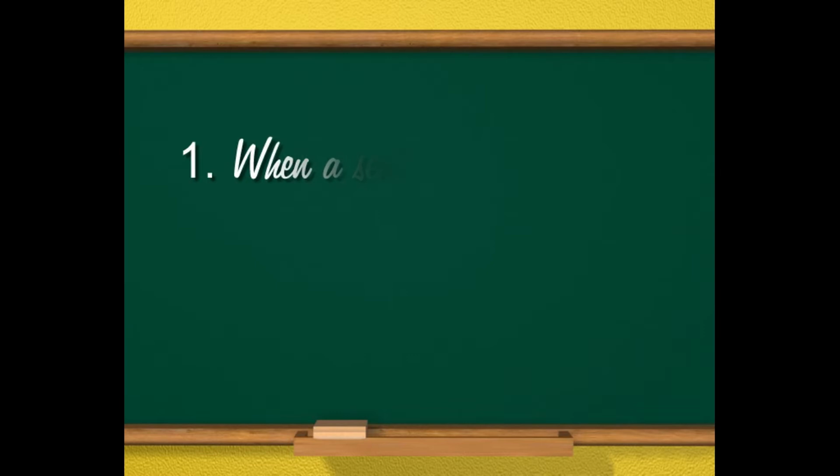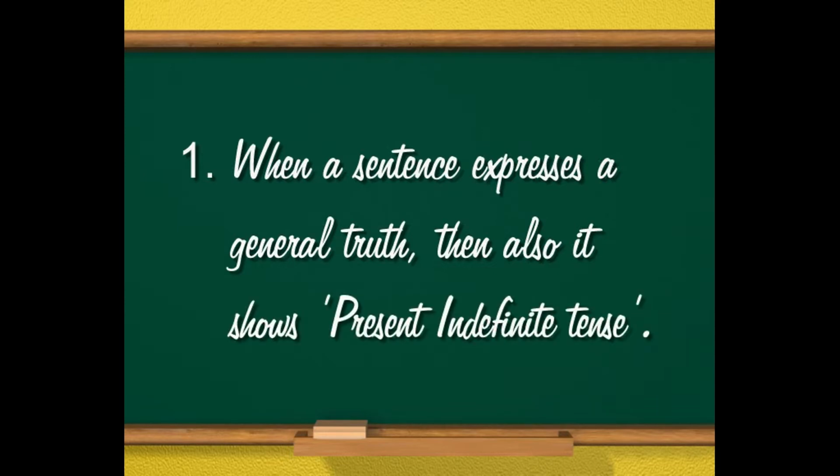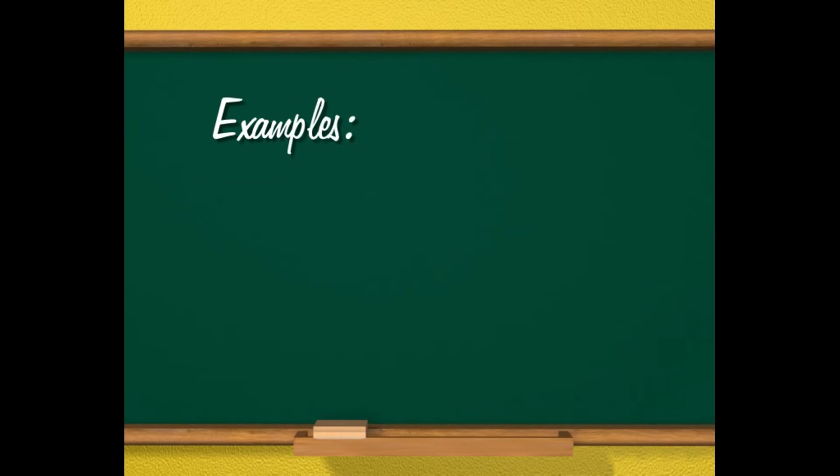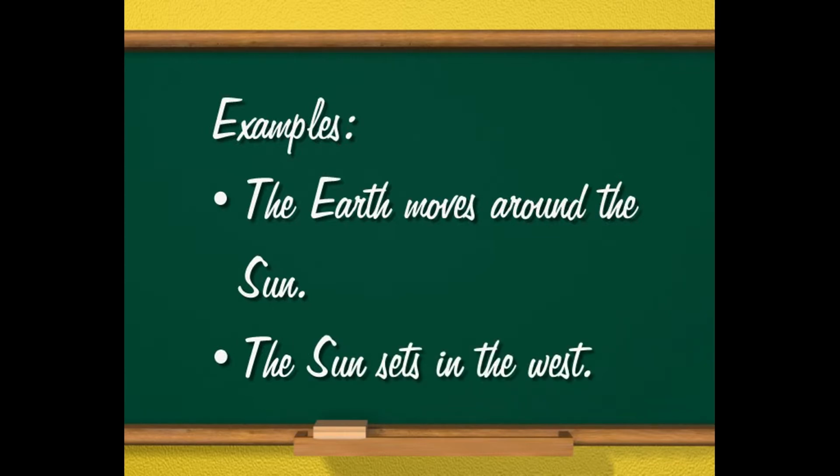Number 1, when a sentence expresses a general truth, then also it shows present indefinite tense. Example: the earth moves around the sun. The sun sets in the west.